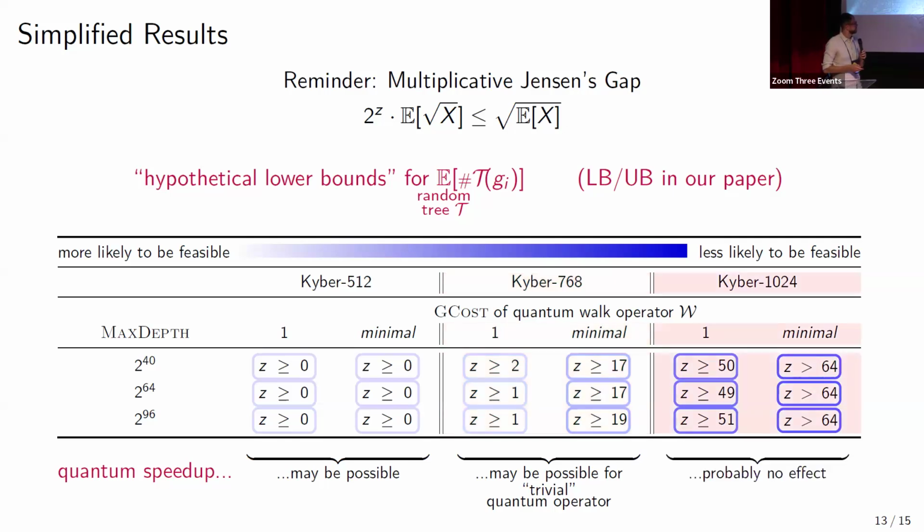And for Kyber 1024, the Jensen gap that would be required to achieve any speed up is already super high. This suggests that maybe it is possible that quantumization provides some kind of speed up, but then again, we have very generous bounds here. For Kyber 768 and Kyber 1024, it's rather unlikely that quantum speed up will have any effect.